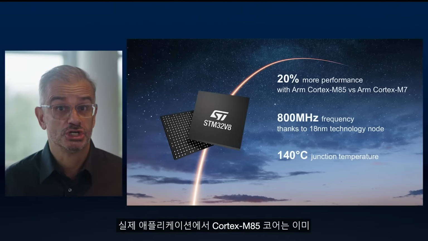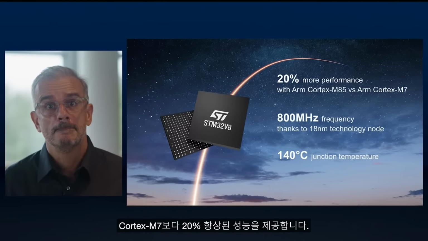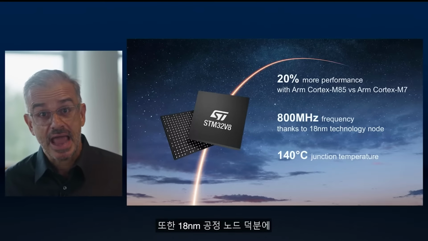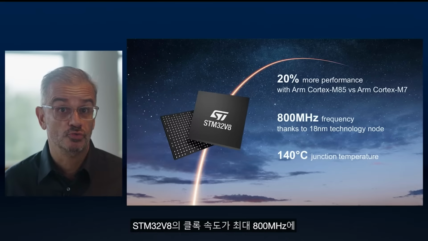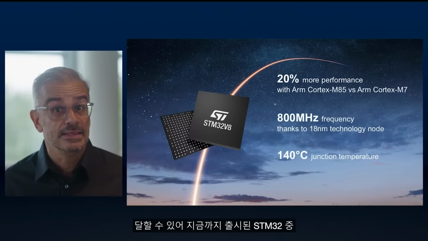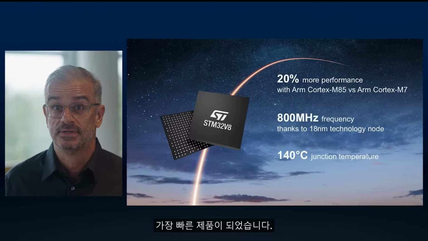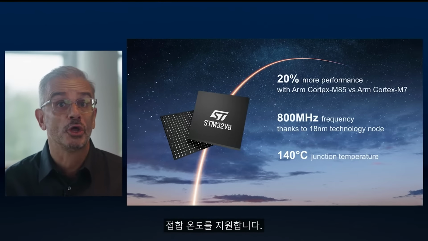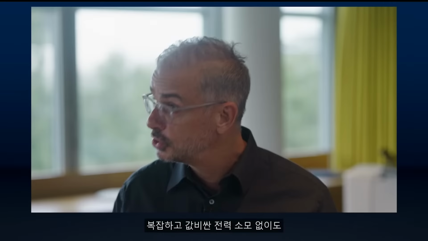In real-world application, the Cortex-M85 core already offers 20% more performance than the Cortex-M7. In addition, thanks to the 18 nanometer process node, the STM32V8 can now reach clock speeds up to 800 MHz, making it the fastest STM32 I've ever shipped. And these products support a junction temperature of up to 140 degrees C.